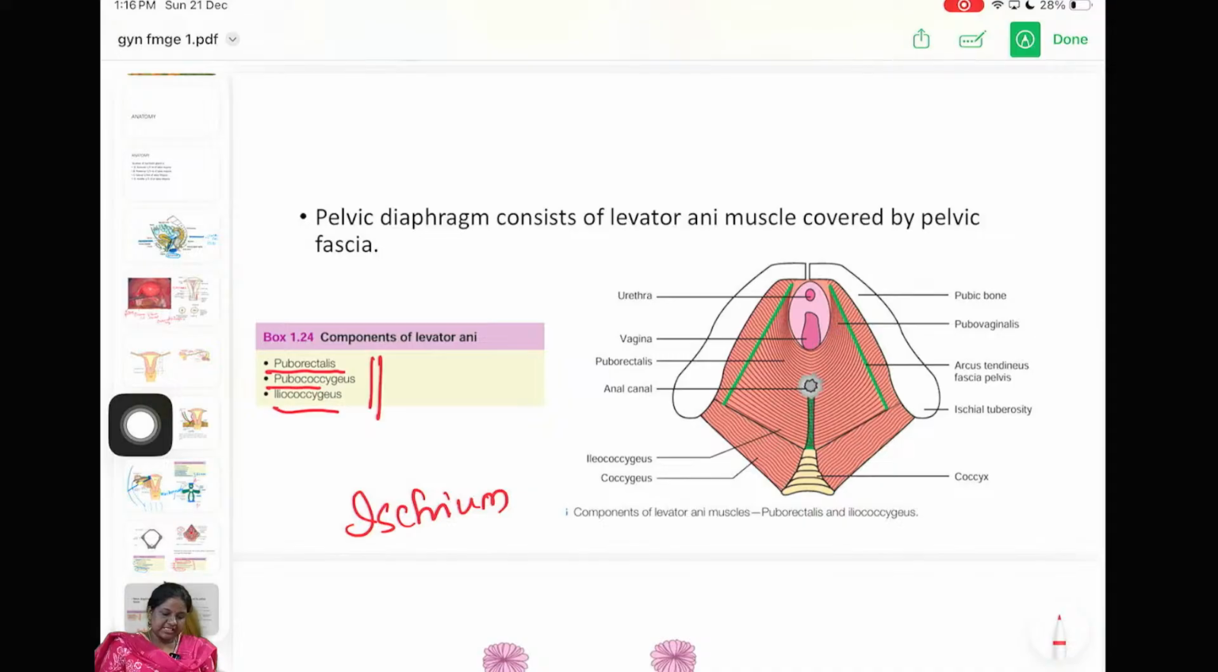Where is puborectalis here? It should be supposedly like this, puborectalis, because it runs from the pubes to the rectum. You understand? Pubovaginalis is over the vagina. Here, puborectalis. See, whatever I have said, this is puborectalis. You understand? Okay. Good.